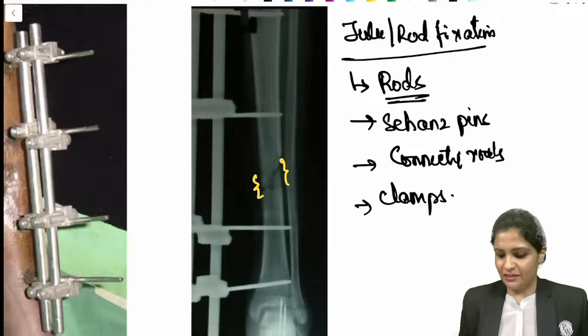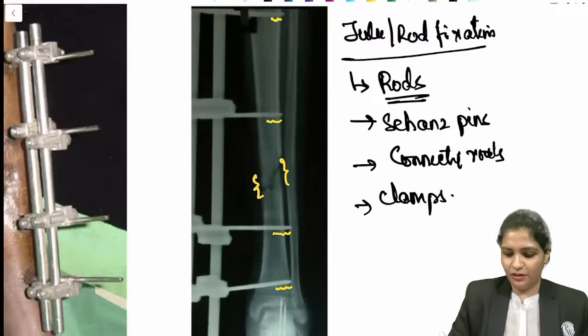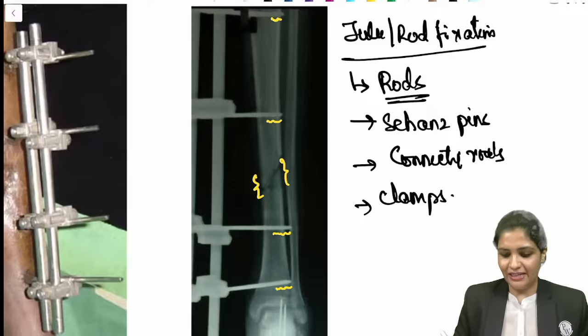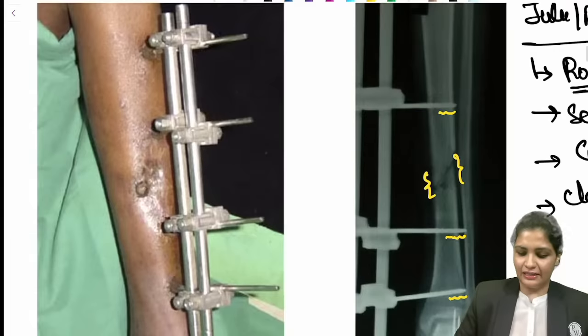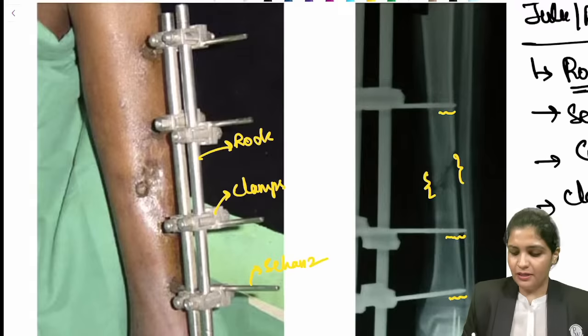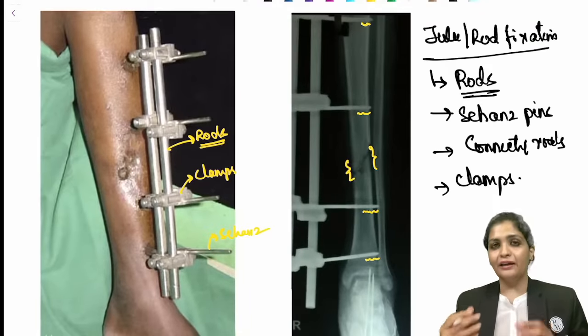So how do you fix it with external fixation? These are called the Schanz pins. If you can clearly observe, there is a threaded portion, right? These threaded portions are embedded into the bone here. There are two pins above the fracture and two below the fracture, which will stabilize the fracture. From the outside, these are connected to the connecting rods. These are the clamps. These are the Schanz pins, and these are your rods, right? This is how your external fixator system works. So now the fracture is stable, and we are making the fracture heal by this stability.